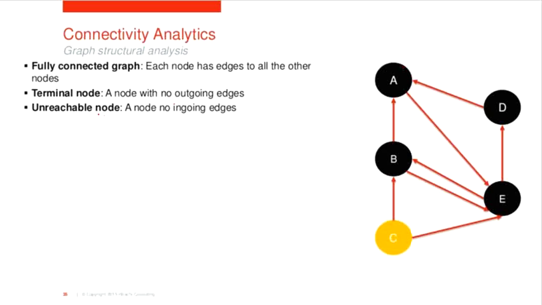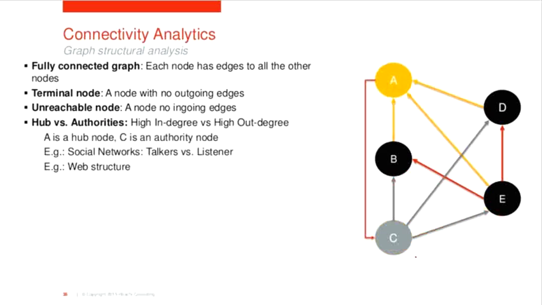There are some unreachable nodes. Okay? The unreachable nodes are those that have no incoming edges. Okay? So you can start from over here, but you cannot loop back to this place. So you cannot go to that. You can at some places only start from that. Those are unreachable nodes. Then there are hubs and there are authorities.